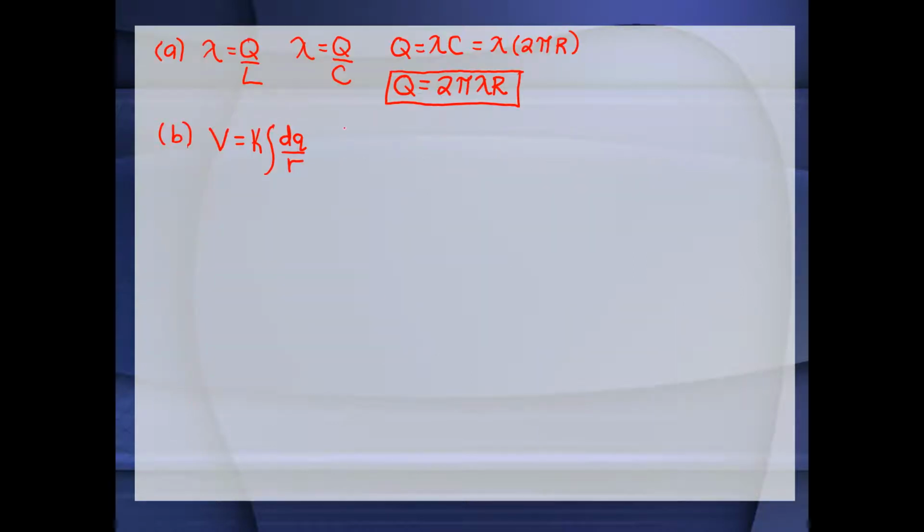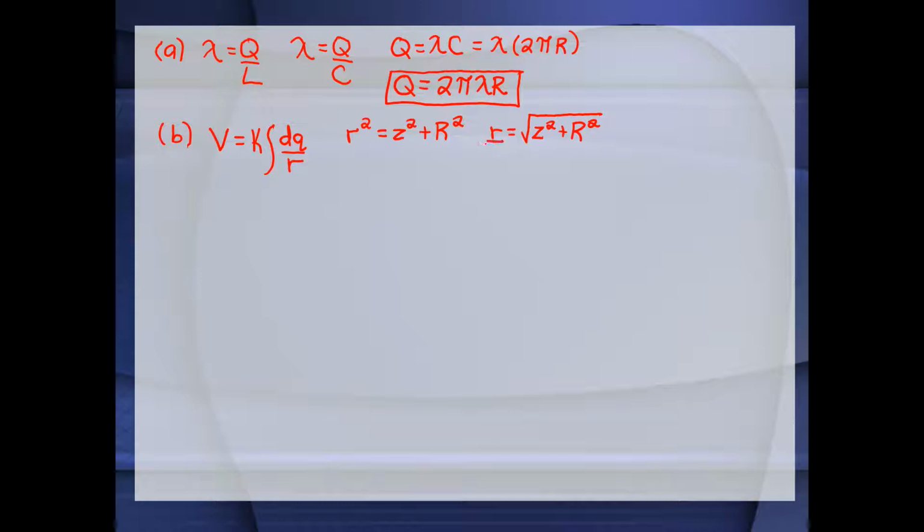So if I go over here, I would have r squared. Okay, r squared is equal to z squared plus capital R squared. And then that would be r is equal to the square root of z squared plus capital R squared.